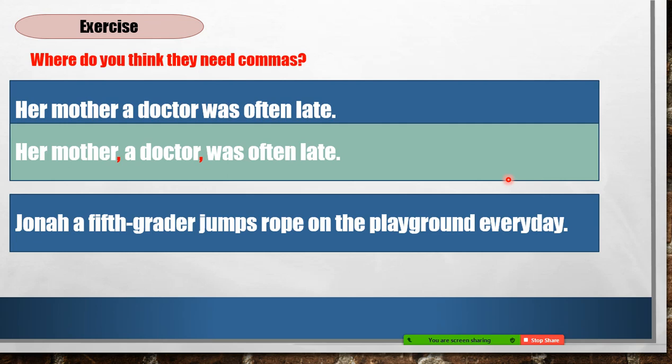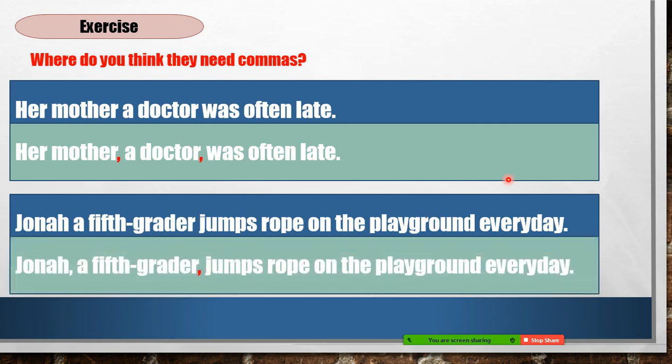Where should we put the comma? Between a fifth grader. You mean a fifth grader between the two commas? That's right. Yes, we will put the comma here. We'll put a fifth grader between the two commas because this is the appositive. This is the non-essential information.